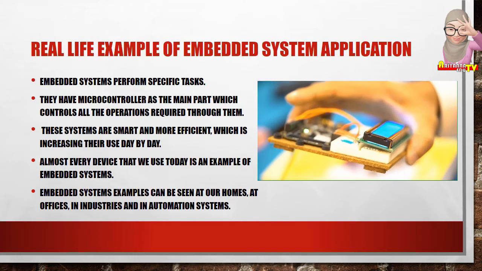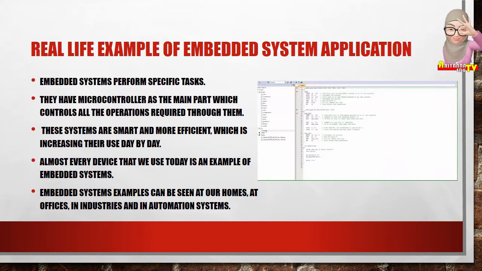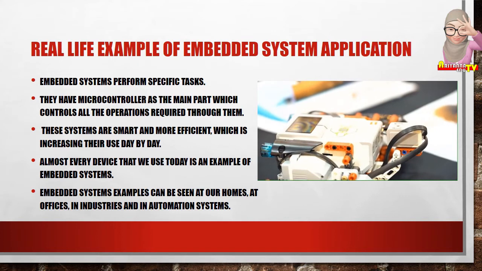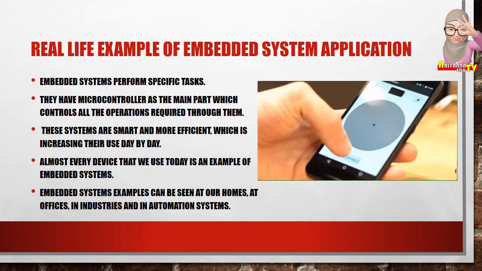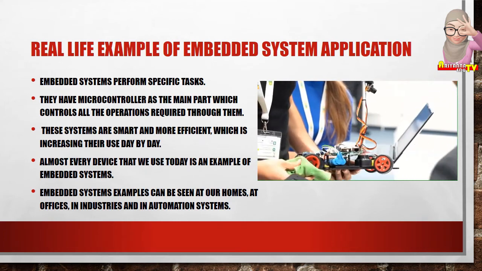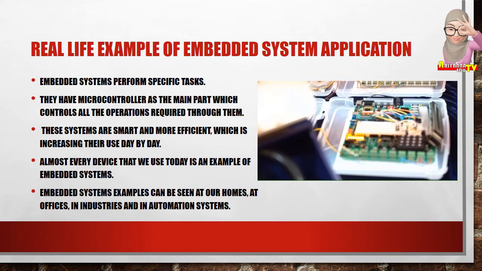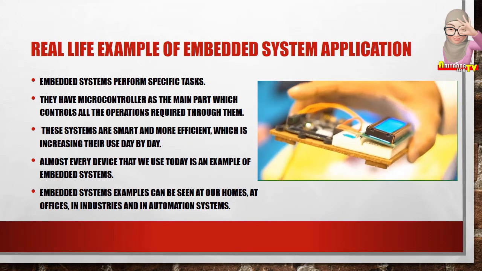Embedded systems perform specific tasks. They have a microcontroller as the main part, which controls all the operations required through them. These systems are smart and more efficient, which is increasing their use day by day. Almost every device that we use today is an example of embedded systems. Examples can be seen at our homes, at offices, in industries and in automation systems.